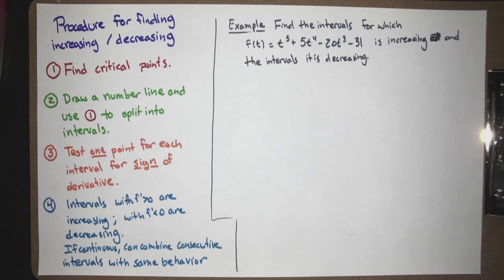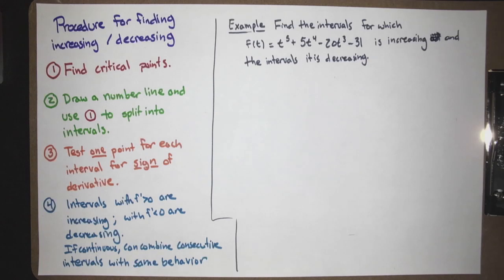Okay. Once we finish step 1, step 2, we draw the number line. We're going to cut the number line up into pieces, splitting it into intervals, and we're going to use what we found in step 1 to tell us how to cut it up. Now here's the nice thing. For each piece, it's increasing or decreasing. There's no, oh, this piece might be a little bit increasing, a little bit decreasing. No, it's either increasing or it's decreasing.